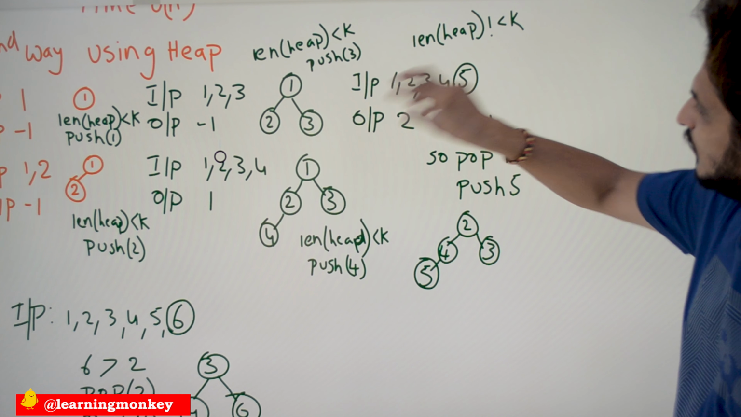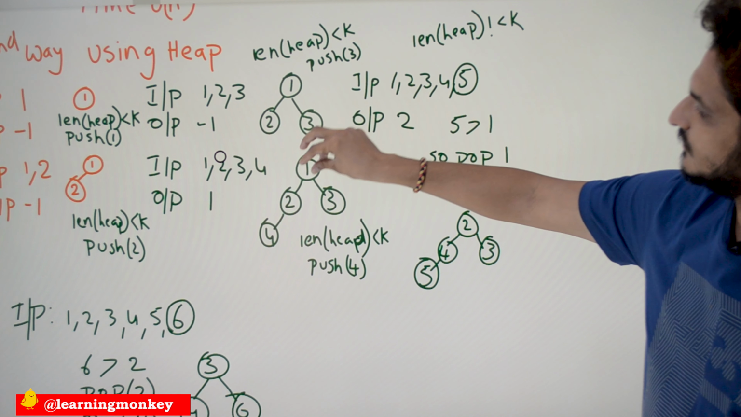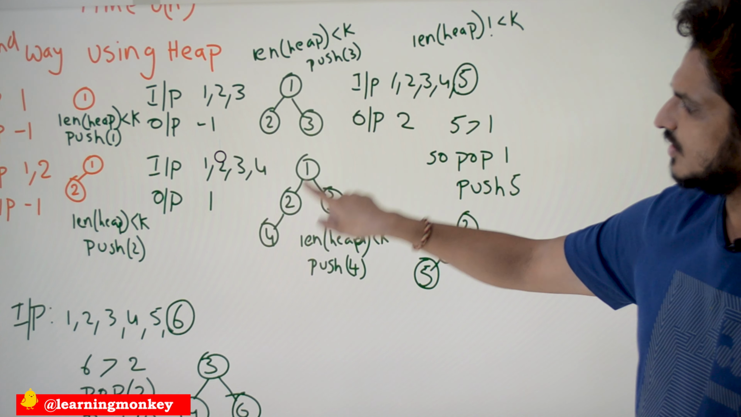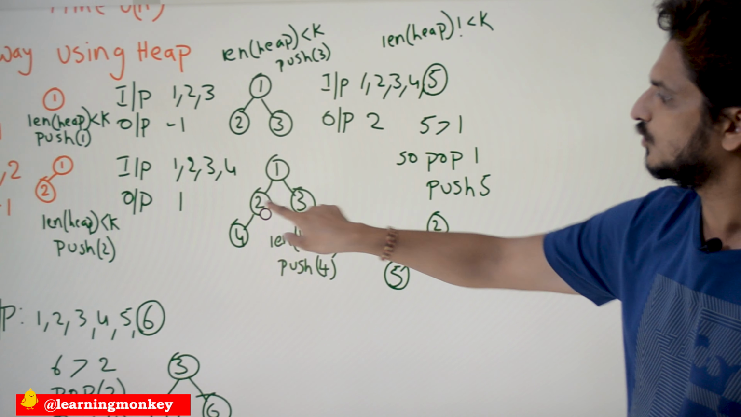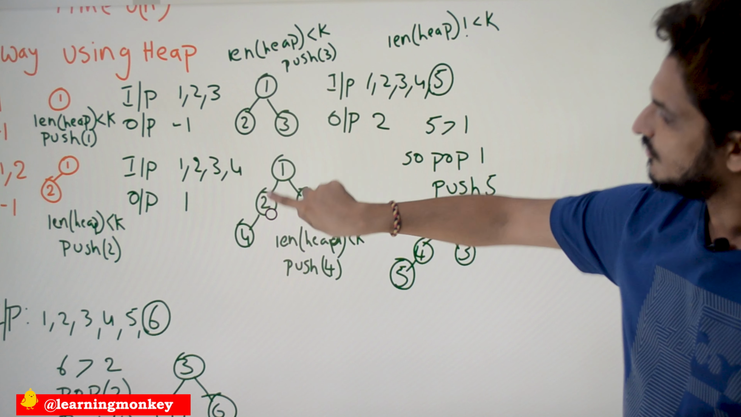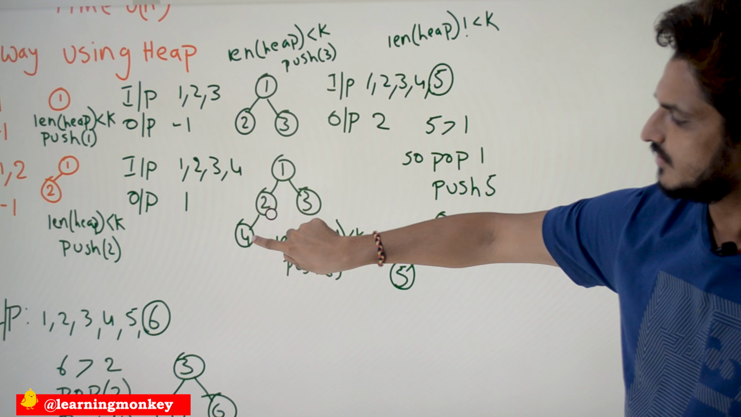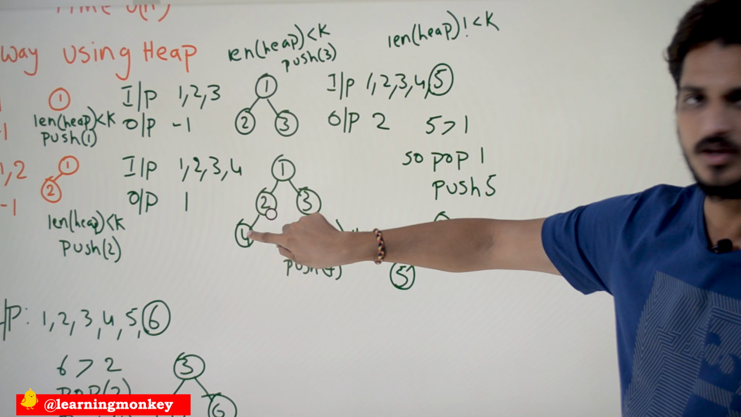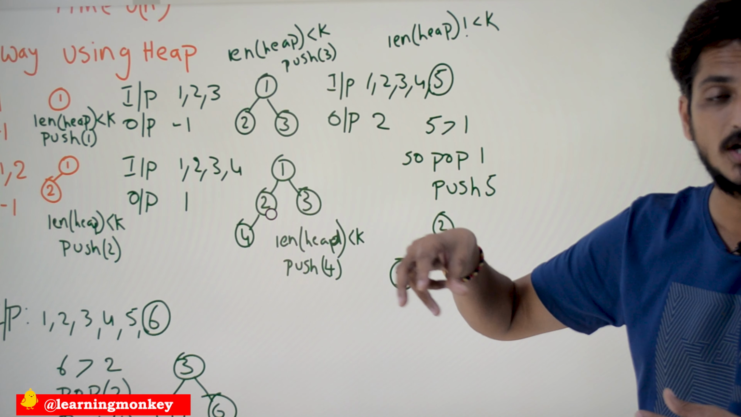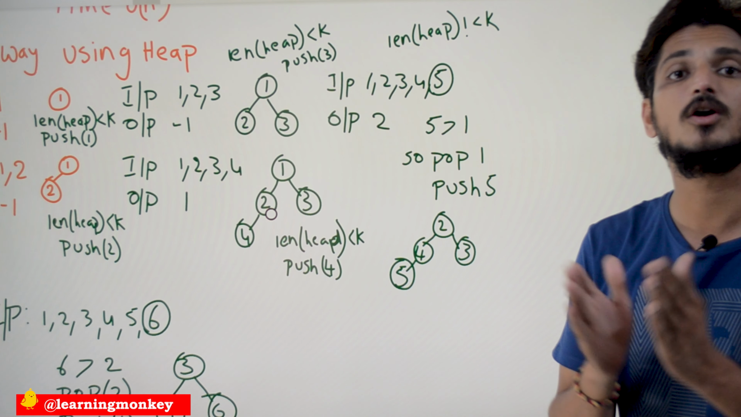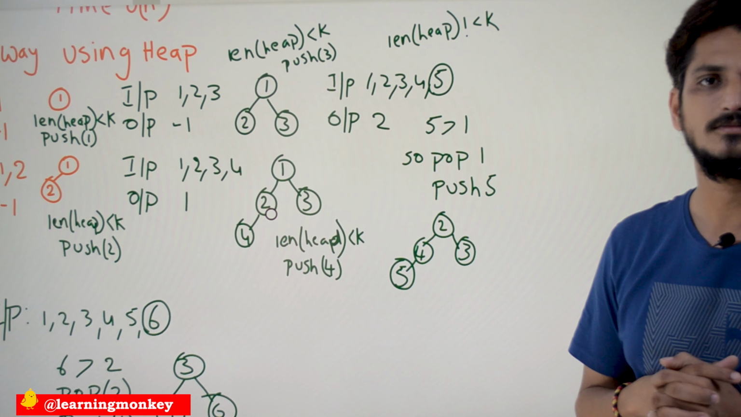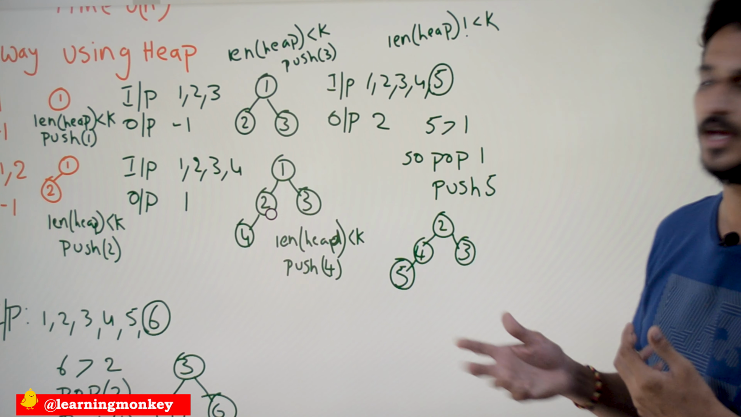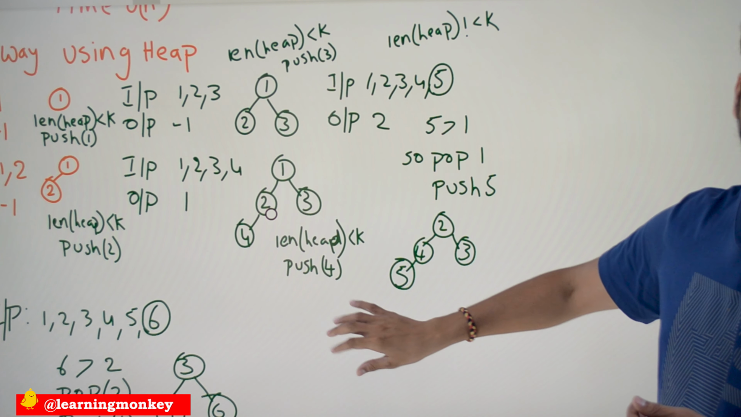After removing 1 and taking 5 here, the condition we check is: what are the children of 5? 2 and 3. Which one is minimum? 2 is minimum. So swap 2 here, 5 here. What are the children of 5 now? 4. Minimum. So swap 4 here, 5 here. In order to do this operation, it will take a time of log k. So that's why our efficiency is log k. Here the heap is going to be helpful.